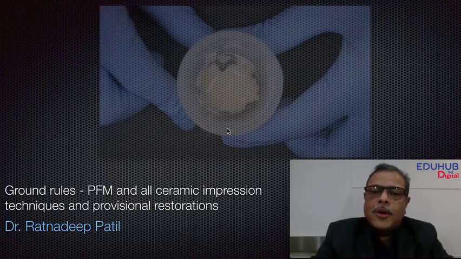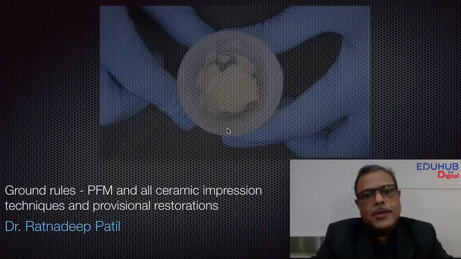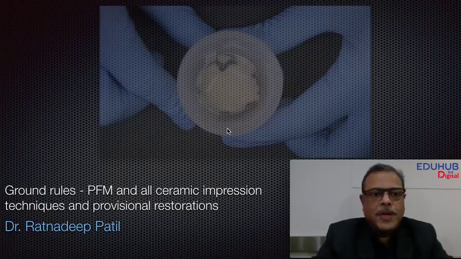Let's discuss what the various materials are that we can use, when you use these materials, and what the clinical steps are so that you don't make errors during the entire process of impression making and pouring. We'll also discuss how to make provisionals, immediate provisionals, planned provisionals, all of it, and what the different materials are that we can use.